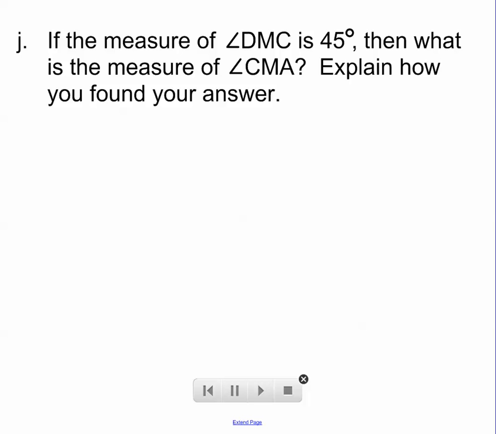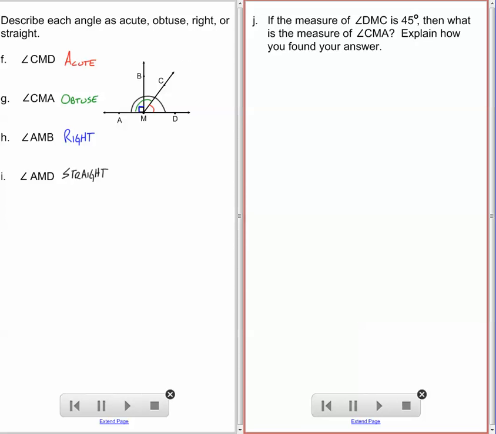If the measure of angle DMC is 45 degrees, then what is the measure of angle CMA? Okay, so we're referring to the previous example here. So they said DMC, it's that acute red angle that we named. First we called it angle CMD. Now we're calling it DMC. That's the same thing. Doesn't matter as long as you have the M in the middle. And that is a 45-degree angle right there. So what is angle CMA? CMA is this green obtuse angle.